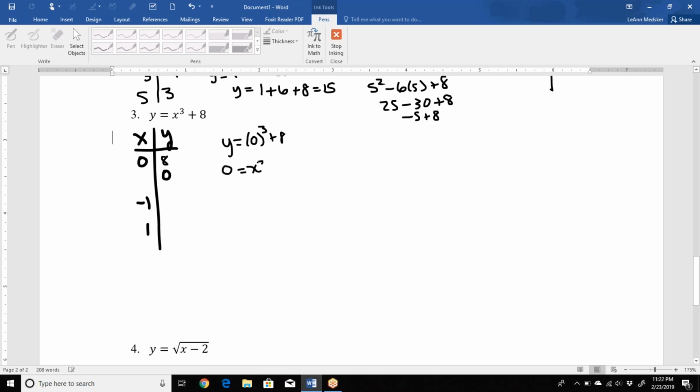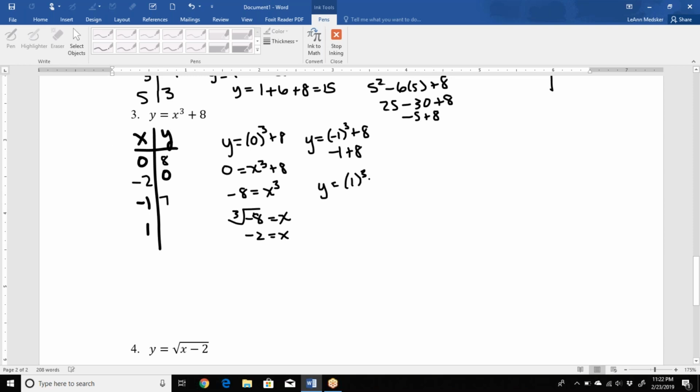0 for the y, though, I have to solve this. That means subtract 8. And then I'm taking a cubed root here. Now, when you take a cubed root, you do not write plus or minus. If we were taking a square root, we would have to write plus or minus. A cubed root is going to have a singular answer, so it's going to be negative 2. If we plug in negative 1 cubed, that is negative 1 plus 8, because negatives stay negative when you cube them, so that's 7. If we plug in 1, that's going to be 9. So let's just plot what this is and kind of see what we've got. So 0, 8.